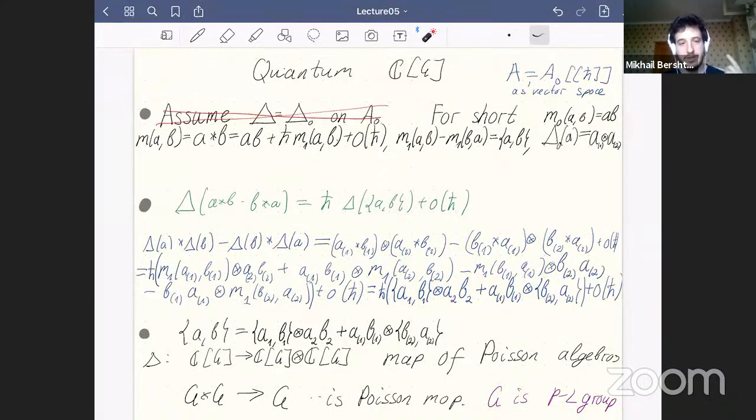And this is why we can discuss Poisson-Lie groups for, I don't know, like a month. So much time. Questions?